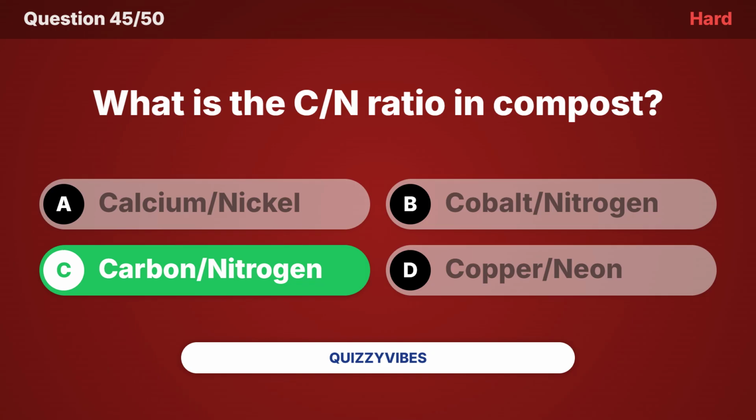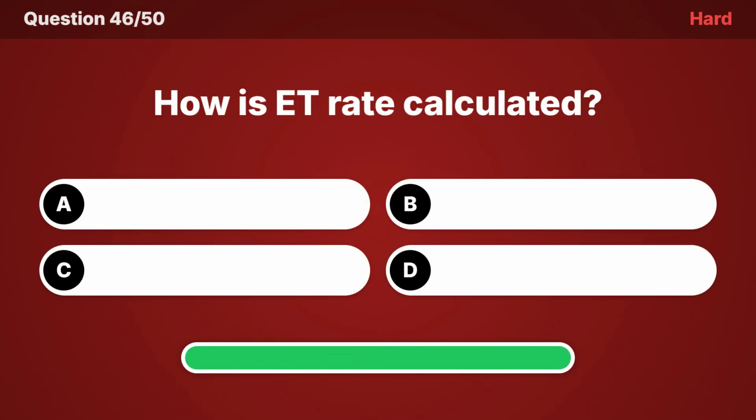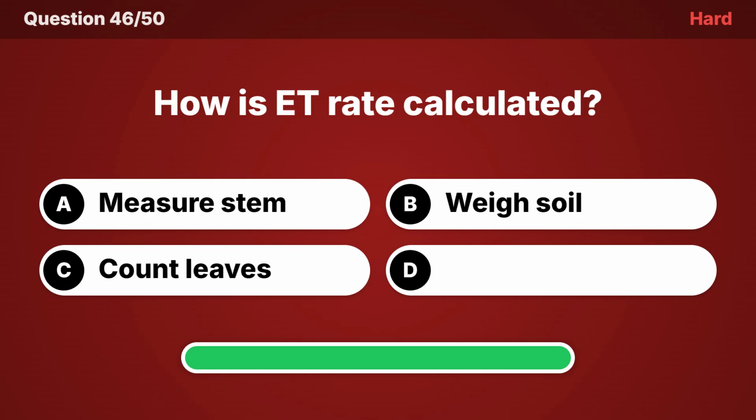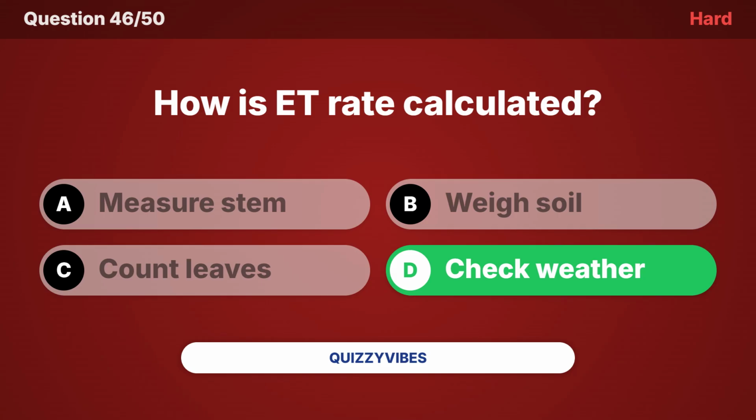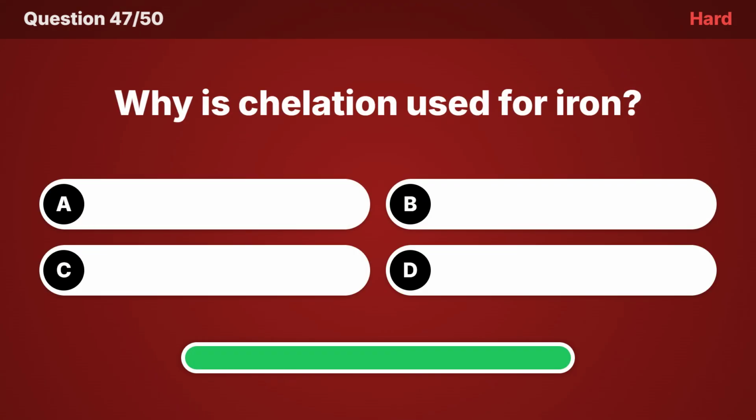The correct choice is carbon-nitrogen. How is ET rate calculated? Time's up. It's check weather. Why is chelation used for iron?